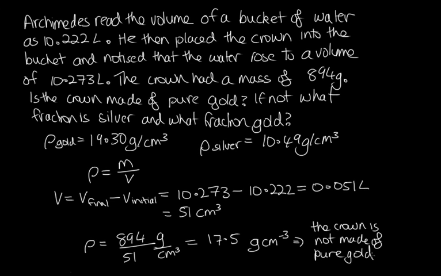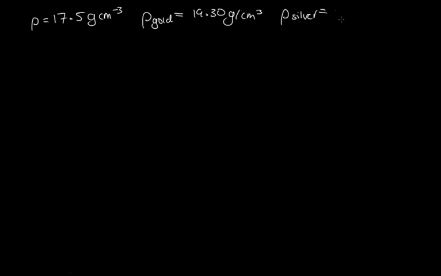Okay, now we're going to need to clear some space to work out what fraction of it is silver and what fraction of it is gold. So we've got that the density of the crown is equal to 17.5 grams per centimeter cubed. The density of gold is equal to 19.30 grams per centimeter cubed, and the density of silver is equal to 10.49 grams per centimeter cubed. The other thing we knew was that the volume of the crown was equal to 51 centimeters cubed.